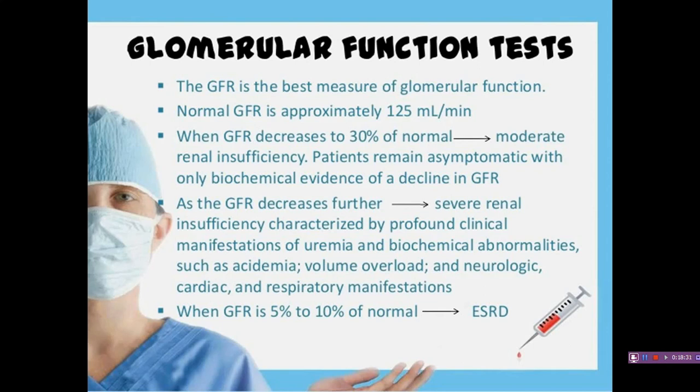As GFR decreases further, severe renal insufficiency is characterized by profound clinical manifestations of uremia and biochemical abnormalities such as acidemia, volume overload, and neurologic, cardiac, and respiratory manifestations. When GFR is 5 to 10% of normal, that occurs in end-stage renal disease.